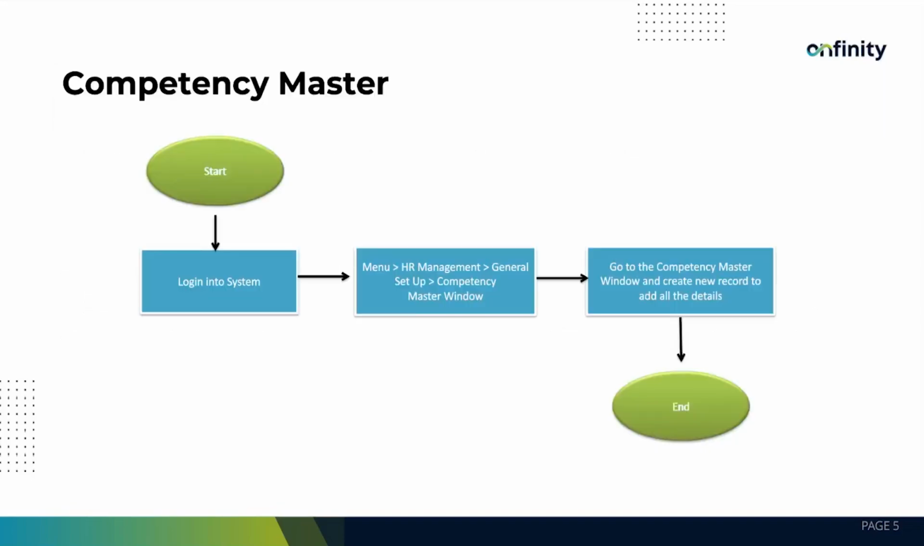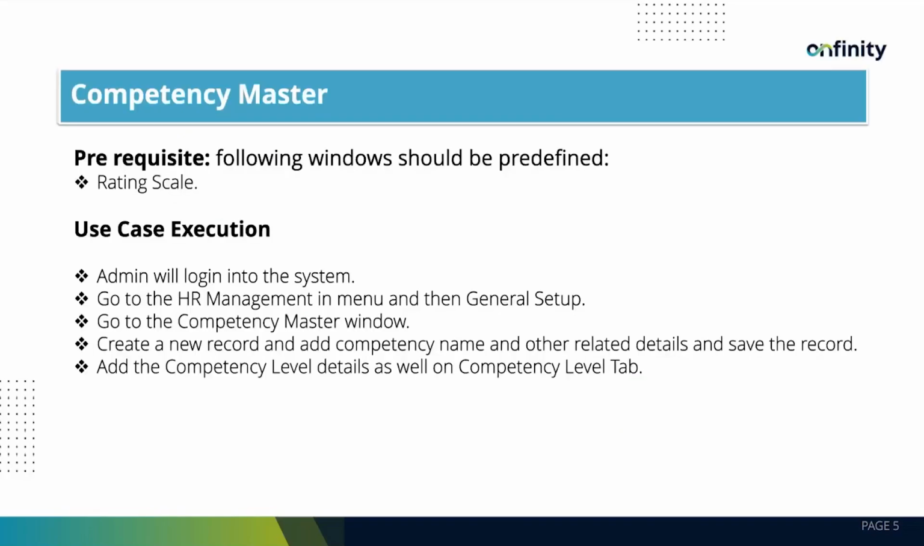For the configuration steps, you will log into the Onfinity system as an admin. From the menu, go to the HR Management folder. Within HR Management, select General Setup and then open the Competency Master screen. In the Competency Master screen, click Create New Record. Enter all required details, and once all information is entered, save the record. Before we begin the use case execution for Competency Master, a prerequisite is that a rating scale must be predefined in the system, as it is essential for assigning proficiency levels to each competency.